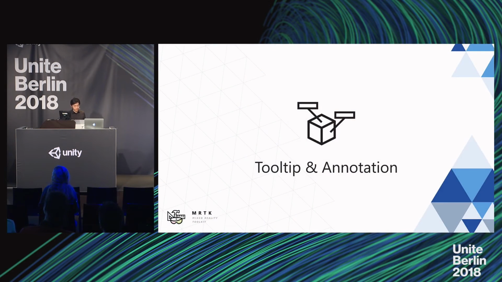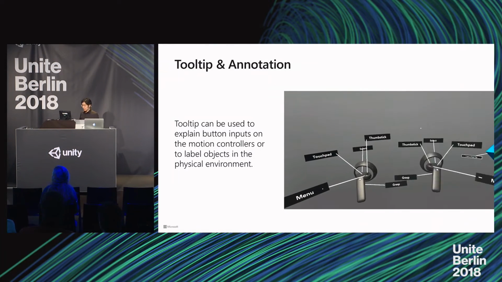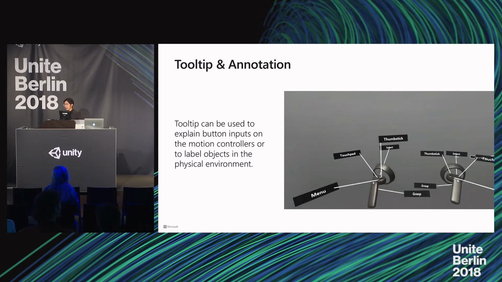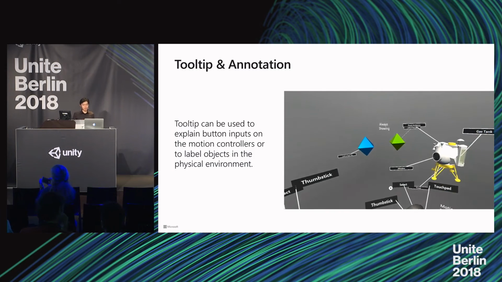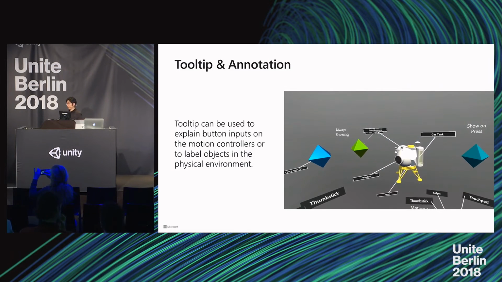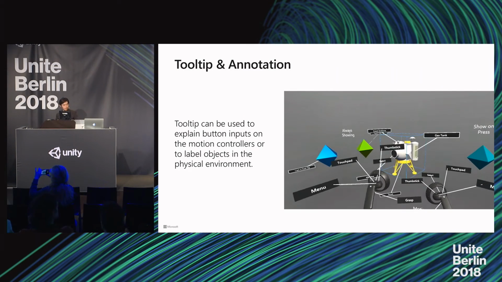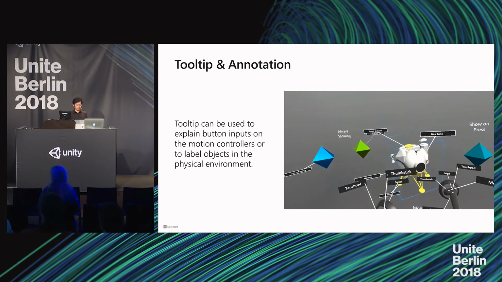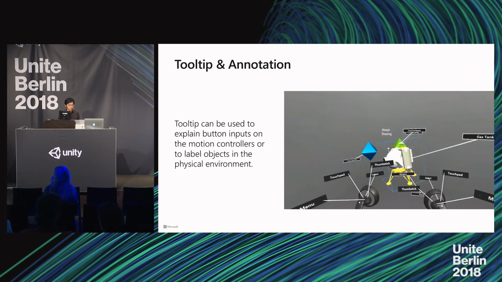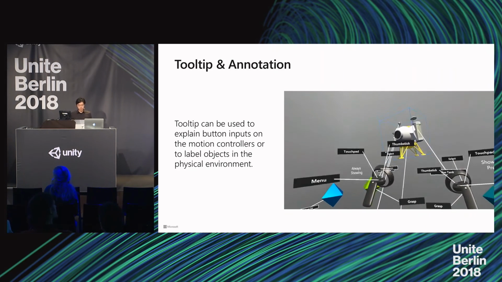Next, tooltip and animation. Tooltip is quite useful when you want to describe or annotate an object. For example, you can describe the button functionality in the motion controller, which is one of the most widely used patterns in VR. And you can also use it to annotate or label an object in HoloLens. It supports a flexible pivot and anchor system.